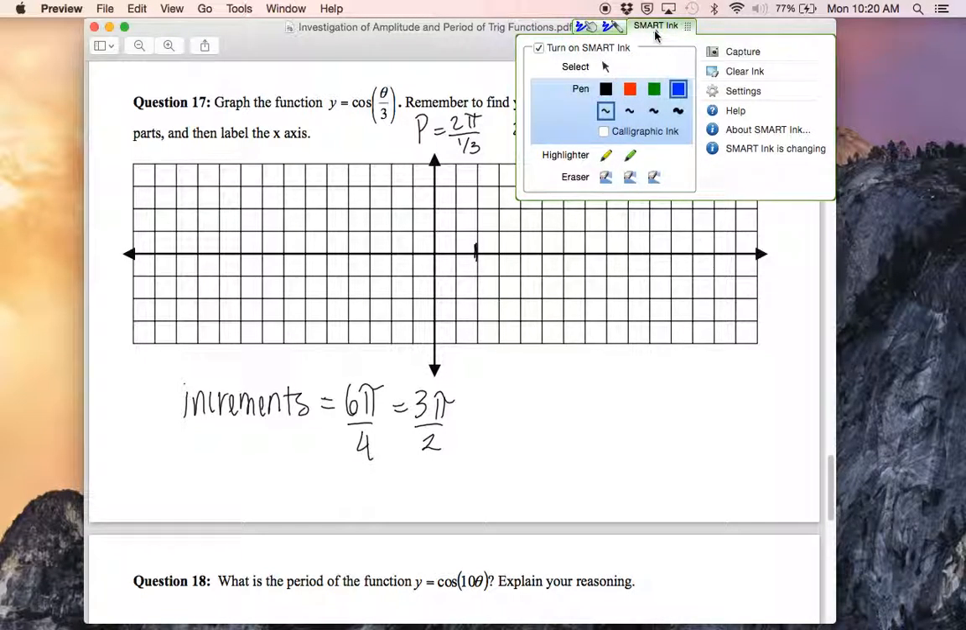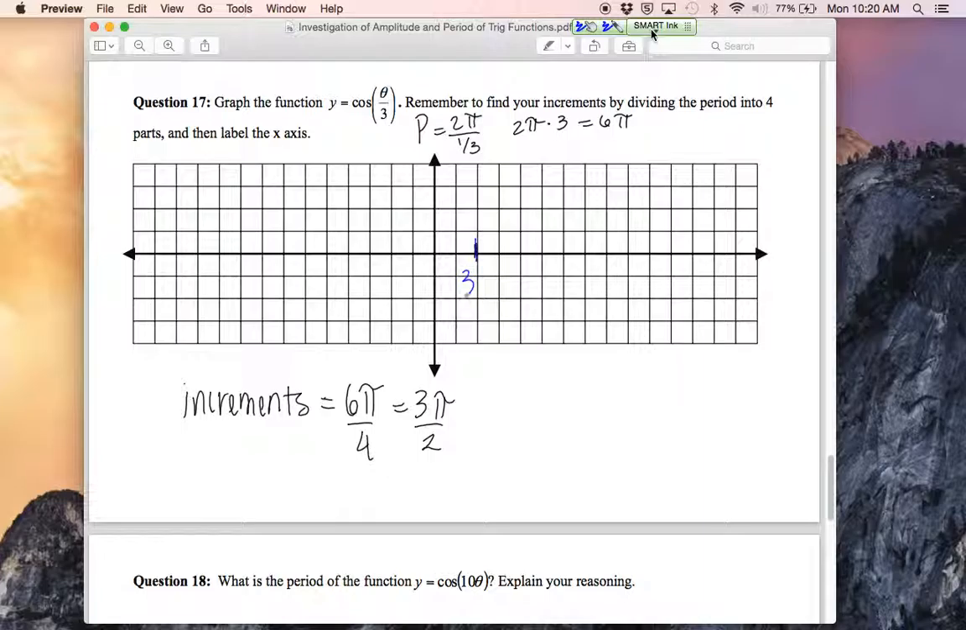So I've got 3 pi over 2. If I add another 3 pi over 2, now I'm at 6 pi over 2, and then 9 pi over 2, and then 12 pi over 2. I'm just going to do one cycle. And here it's the negatives. 6 pi over 2 simplifies to be 3 pi. 12 pi over 2 simplifies to be 6 pi. And notice that one full cycle is 1 period, and our period was 6 pi. So that works out. Negative 3 pi, negative 9 pi over 2, and then negative 6 pi.